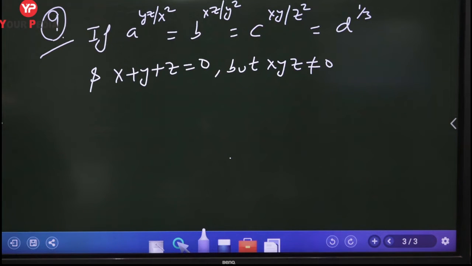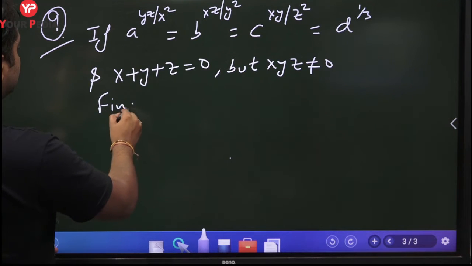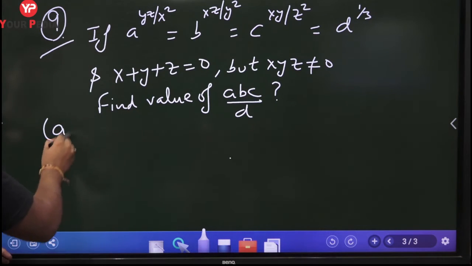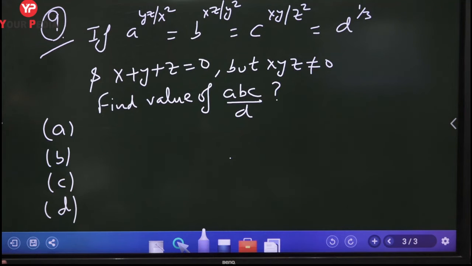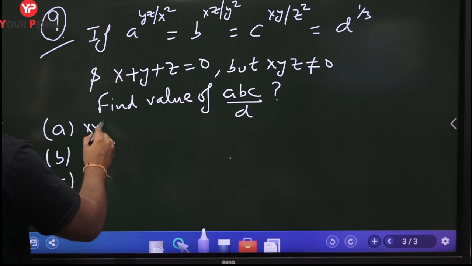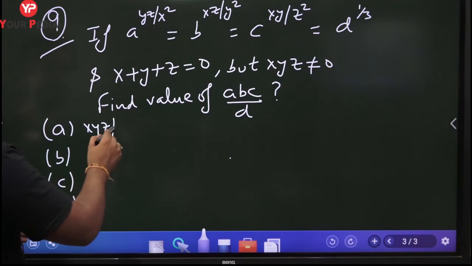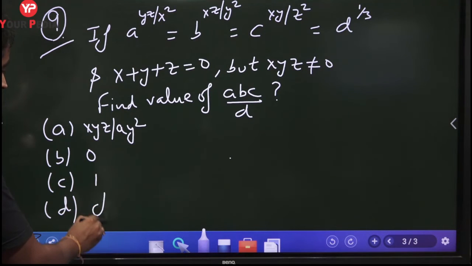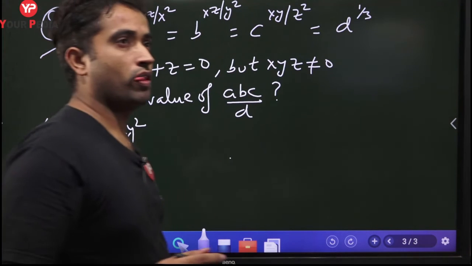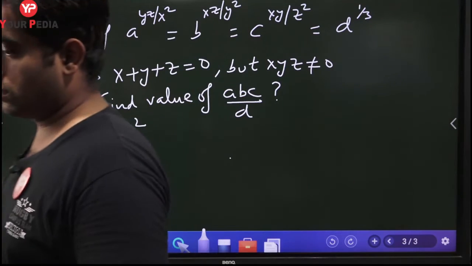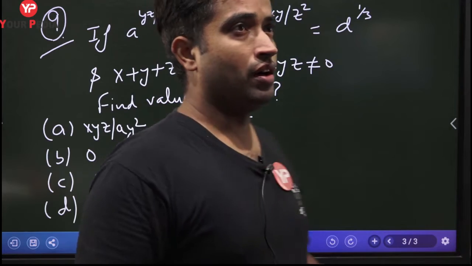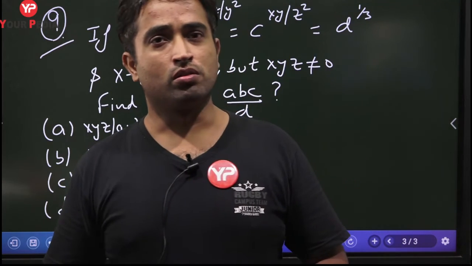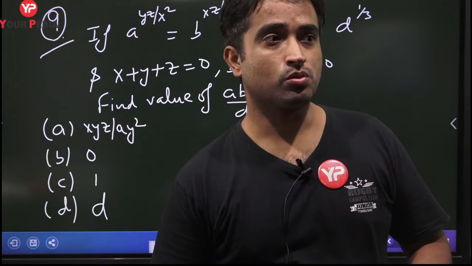See, the conditions are very important for us. Find the value of x, y, z upon a, y square, 0, 1, d. So these are the options given to you. The question can be made complicated, I will say. Like this, you can get the question through some statements or by the use of algebra. Okay, the question can be complicated.